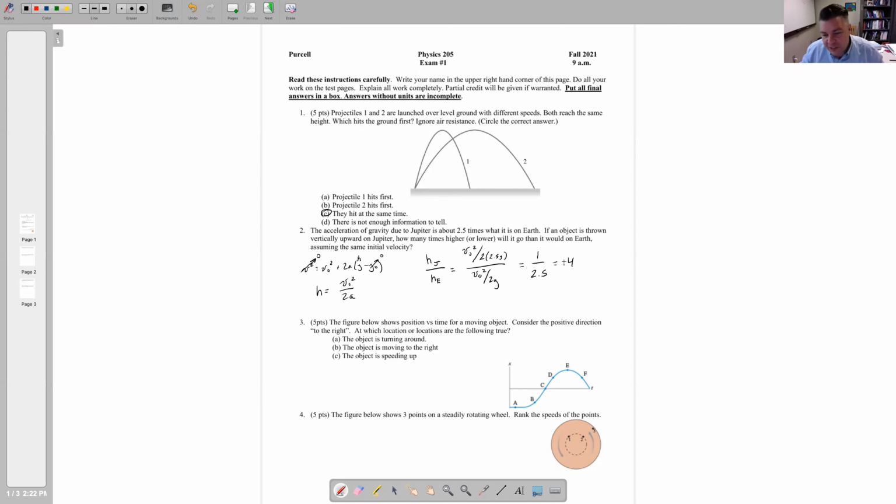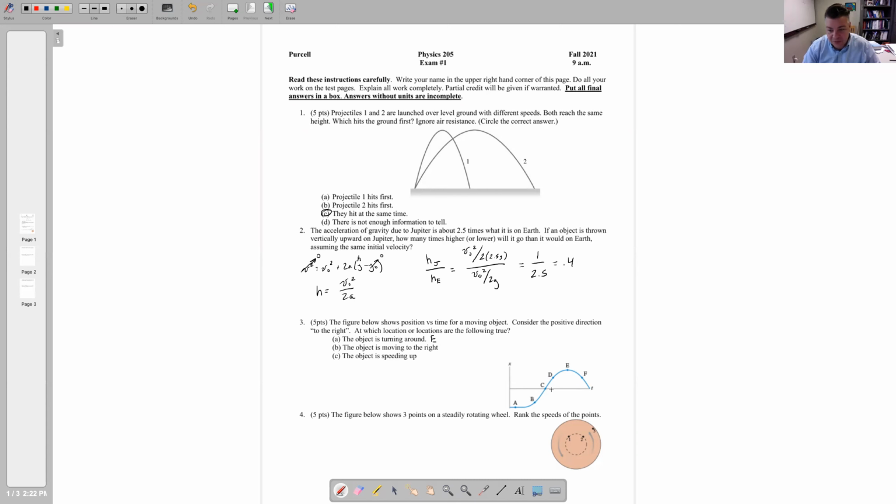The figure below shows a position versus time for a moving object. Consider the positive direction to the right. At which points are the following true? The first one, the object's turning around. Well, turning around would be the location where the velocity is going from positive to negative or negative to positive, right? That takes place when something's turning around. Well, that's happening at E, right? The slope of this plot is changing from positive, to 0, to negative. So the object turned around there.